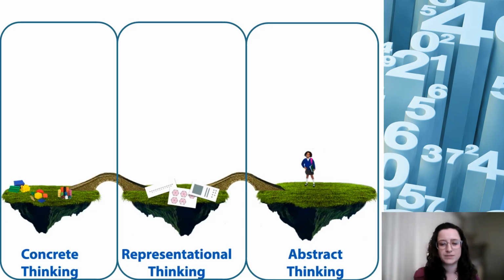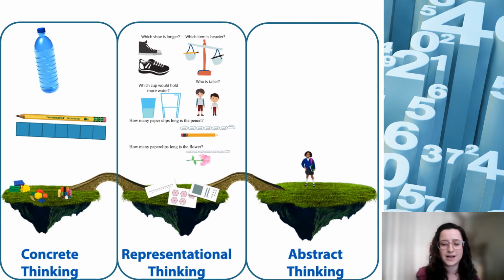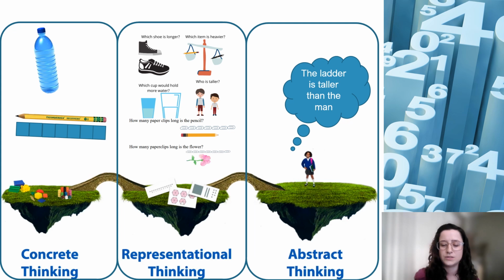When we think about concrete representation and abstract thinking within measurement, we know that students are going to need to go back and forth between the islands to make really strong connections. Students should be given a lot of opportunities with concrete objects to identify measurable attributes, as well as directly compare and measure with non-standard units. Students can also be asked to directly compare and measure pictures of objects, and that would be in that representation thinking. As students begin to think about the relationship between measurable attributes, they may begin to understand direct comparisons, such as the ladder is taller than the man, without having to have those objects in front of them.